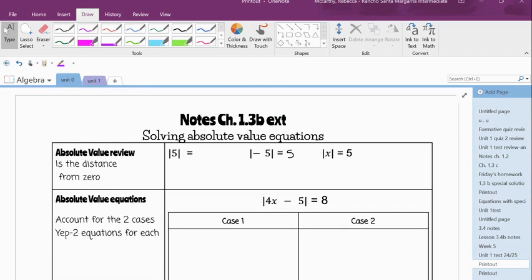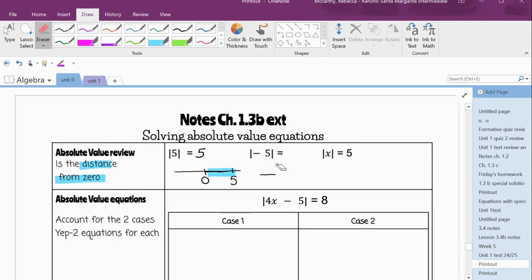So we're talking about absolute value. When I look at absolute value, it is the distance from zero. I want to know the absolute value of 5. Here's 0 in respect to 5. This distance here is 5 units, and that's a positive 5. So that is 5.